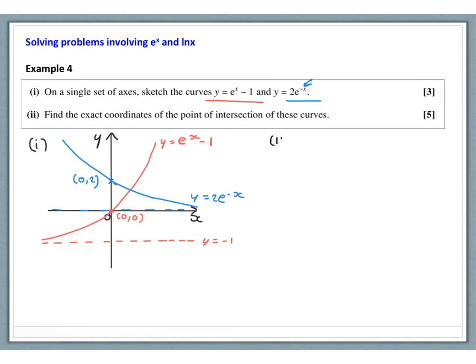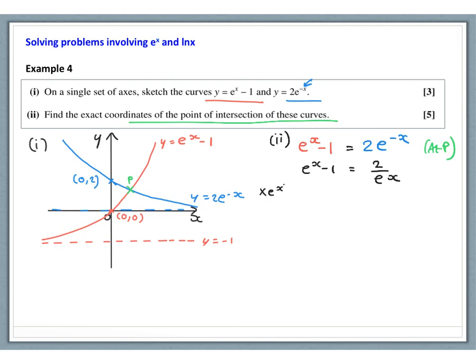Find the exact coordinates of the point of intersection of these curves. So the point of intersection over here, we'll call it P, is where we can equate the two equations of the curves. So e to the x minus 1 must be equal to 2e to the negative x at that point P. Let's now rearrange this equation. So e to the x minus 1 equals 2 over e to the x, rewriting the right-hand side.